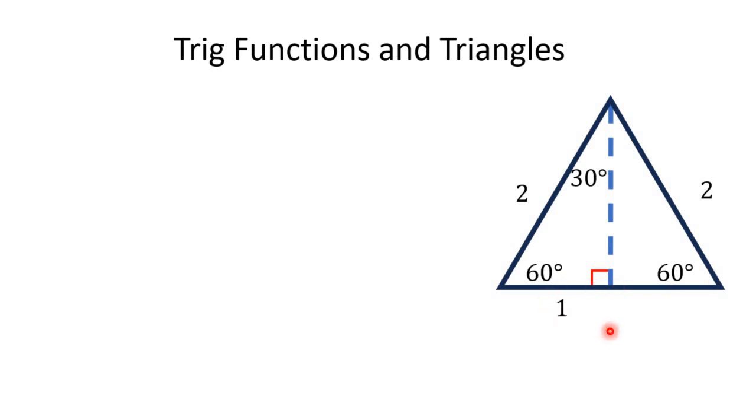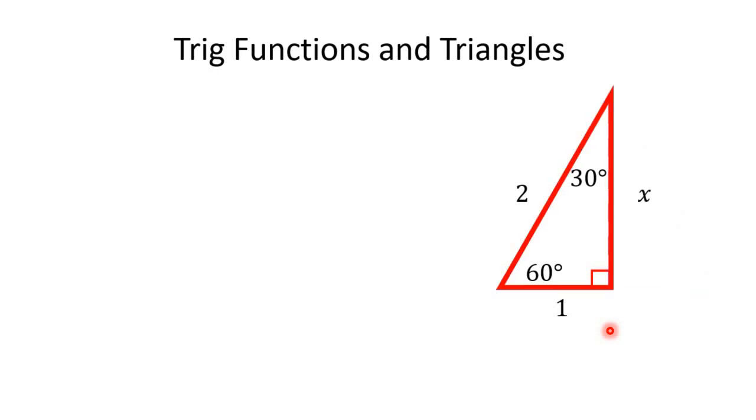This creates a right triangle, this right triangle here. And if we focus on this angle theta here, we can actually define the 6 trig functions. But I first need to know this unknown value x. So I'm going to use the Pythagorean theorem to do that. The Pythagorean theorem says a squared plus b squared is c squared. And that means that 1 squared plus x squared is equal to 2 squared. The hypotenuse is always c.